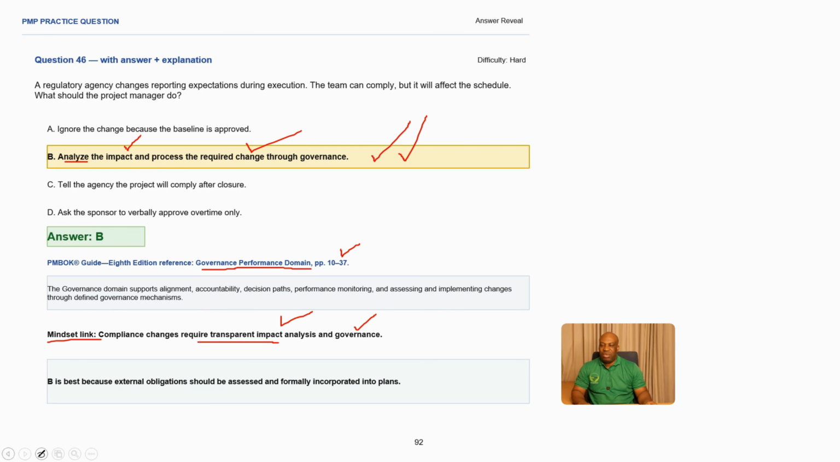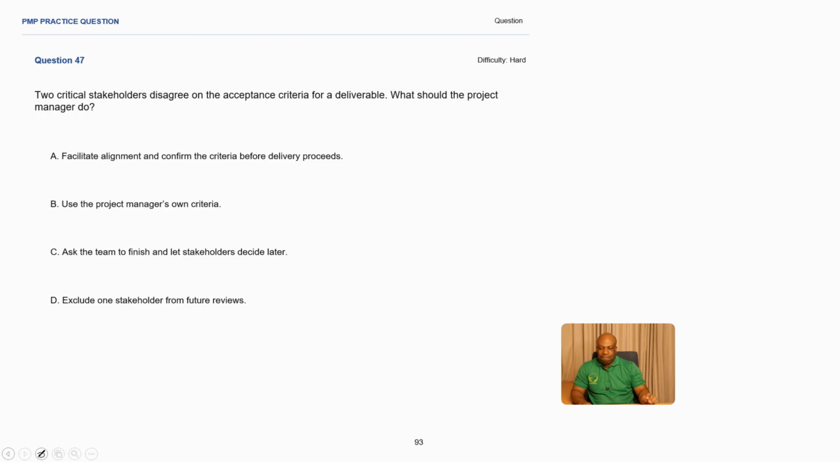Impact analysis is very important whenever there's something that is going to change. For example, here, they're changing the reporting expectations during execution. So there must be some proper analysis and also governance because this is also going to affect the schedule. Making B the best answer because external obligations should be assessed and formally incorporated into plans, making B the best answer.